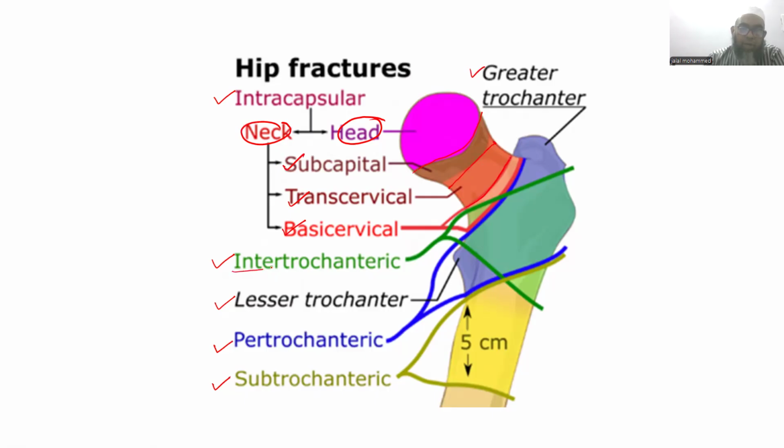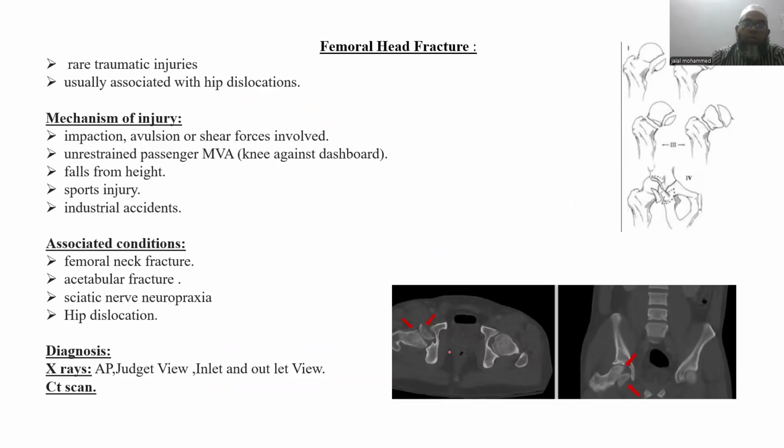Then we can have intertrochanteric, lesser trochanteric, and just below the trochanter is peritrochanteric, and within 5 centimeters of the lesser trochanter to the shaft, it is called subtrochanteric. It is a very high stress area. So we'll start with the head of the femur fracture. What is a head of the femur fracture? It's a very rare injury.